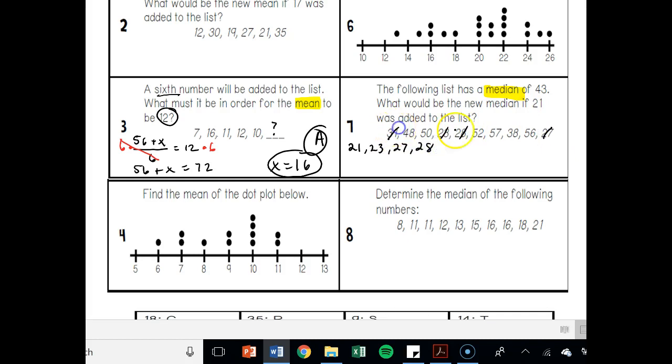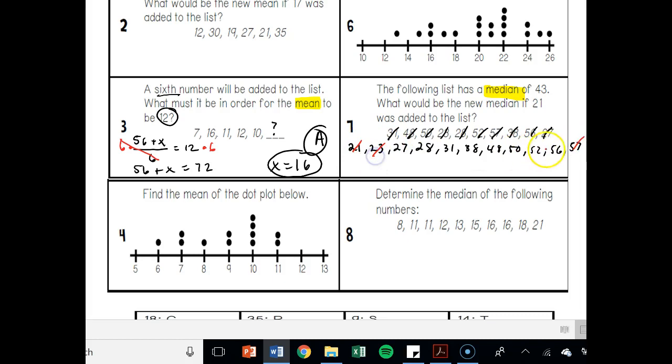Then we have 31, 38. Then we have 48 and 50. 52, 56, and finally 57. Alright, so how many numbers do I have? I have 1, 2, 3, 4, 5, 6, 7, 8, 9, 10, 11. So because I have 11, there should be just one number in the middle.